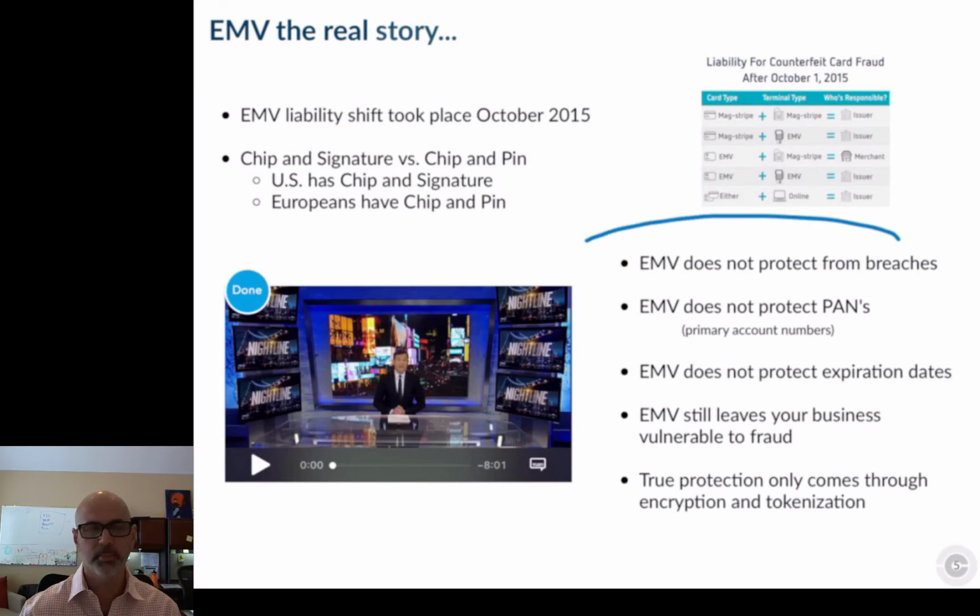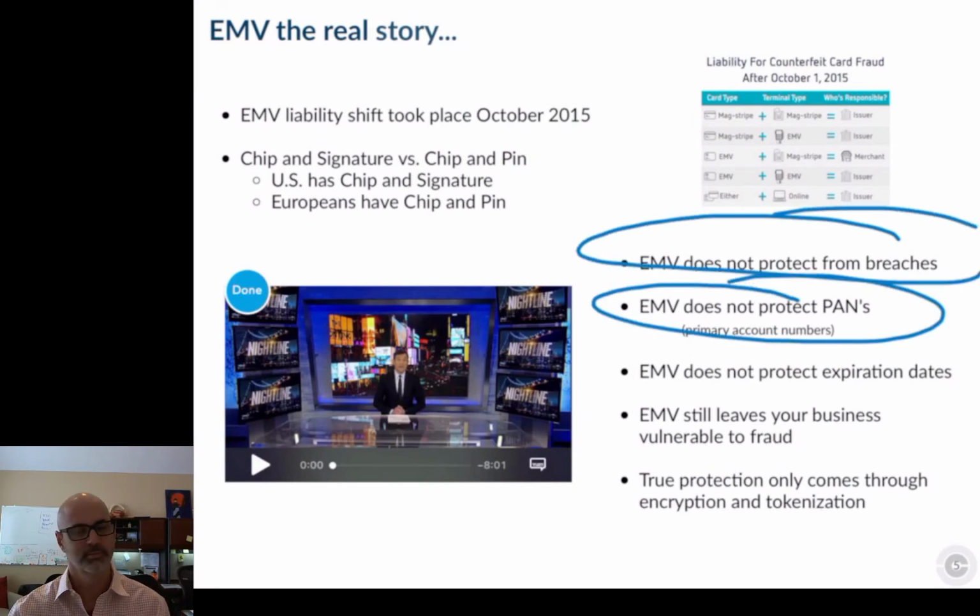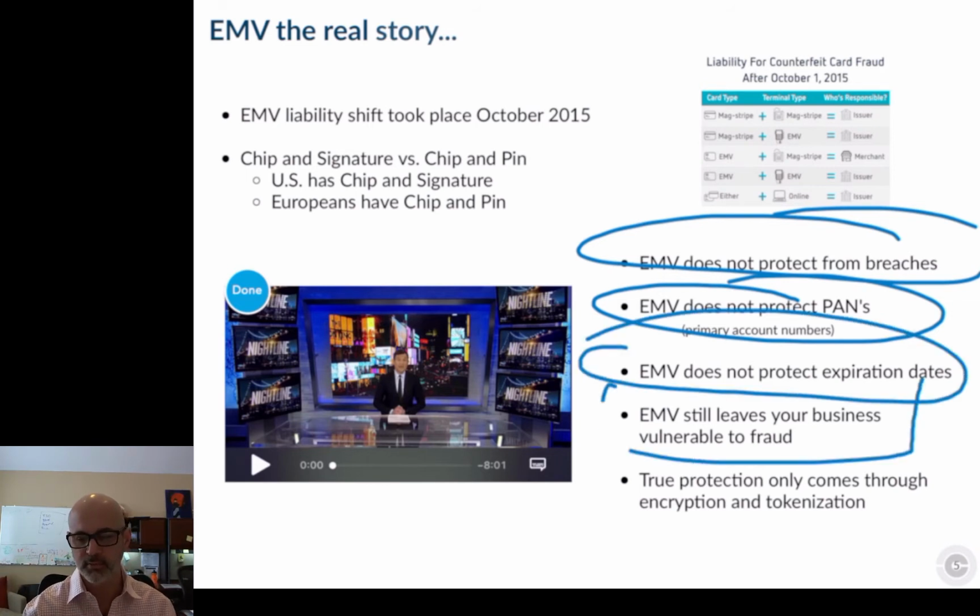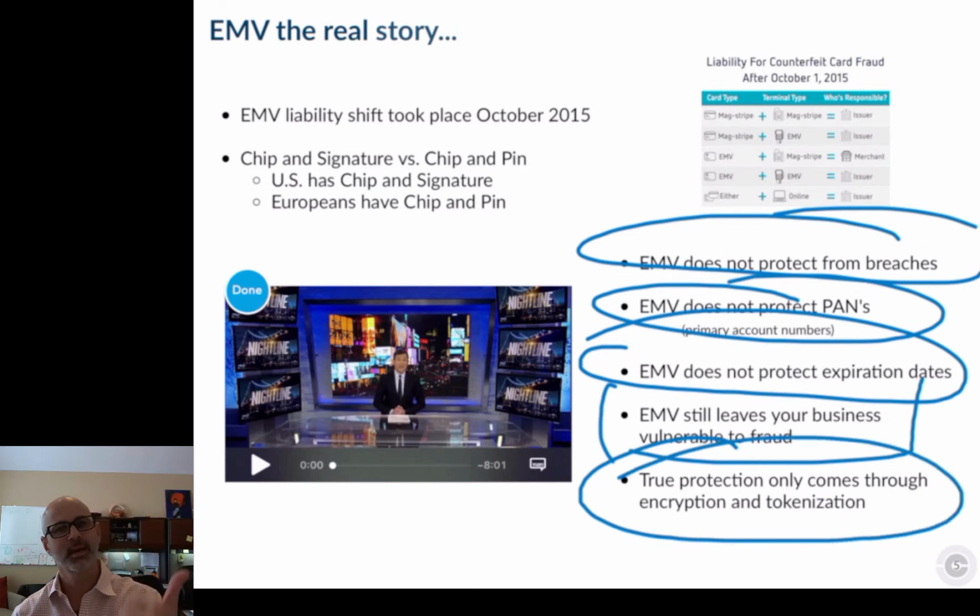But EMV didn't really protect anybody from breaches. They don't protect the primary account numbers. It's still on the mag stripe. They don't protect expiration date, and they still leave your business vulnerable to fraud. The only true protection in the state of processing right now is to have something that is not only tokenized, but also has an encryption technology within it. And what does all that mean? Let's kind of break this down.